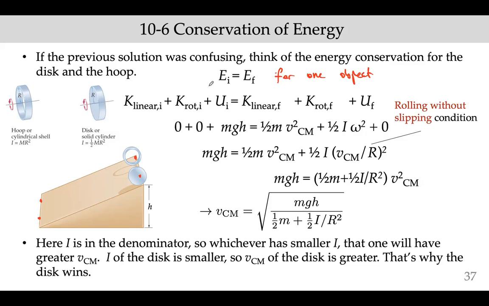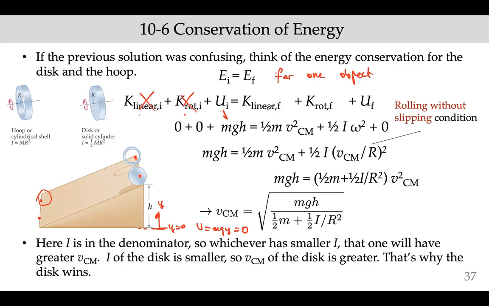So initial energy is linear kinetic energy, rotational kinetic energy, and the potential energy due to gravity. Now, initially they are stationary, so this term is 0, this term is 0. And the potential energy for any of these is mgh. Now, when one of the objects comes down here to the bottom point, the potential energy will be 0 because I put my coordinate system here. So this is y equals 0, U equals mgy. Because y is 0, potential energy is 0 here.